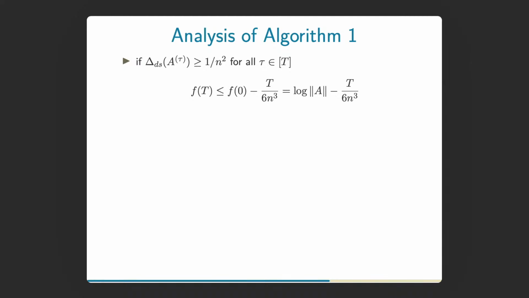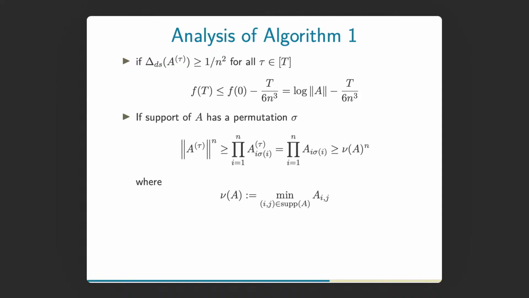And now let's use the invariant to give a lower bound on this norm, how far I am from 0. If the support of A has a permutation sigma, remember, I'm just scaling by determinant 1 matrices. So the norm of A tau to the n is greater or equal than the product of just the entries A_i sigma(i) of that matrix A tau, because each of these is a lower bound to this quantity.